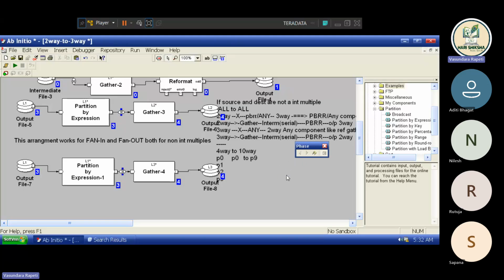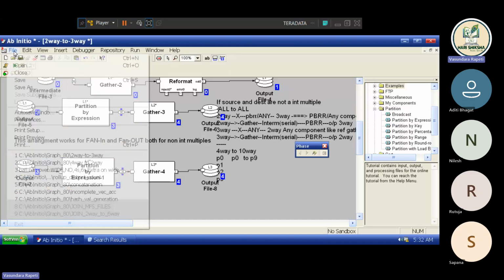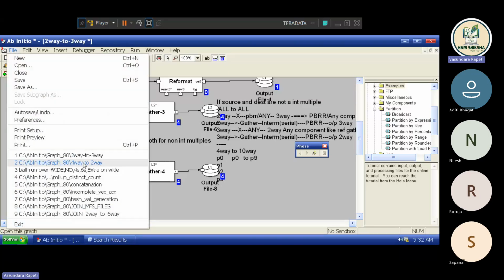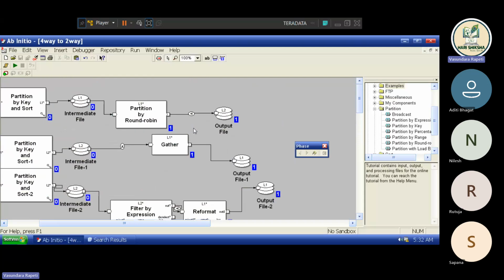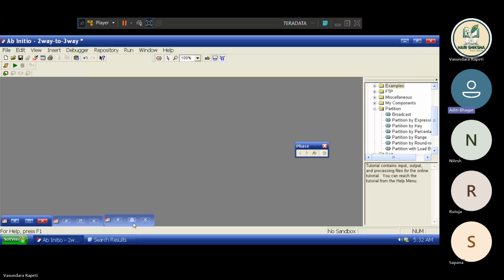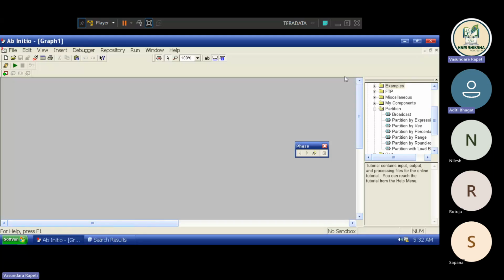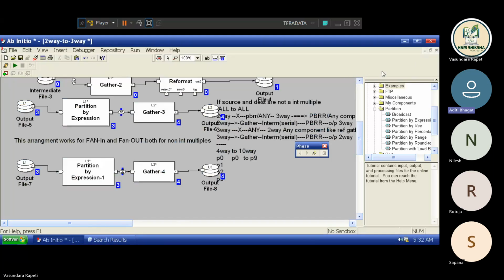Fanning in, what we have done, fanning in only gather, I think. Four-way to two-way we practiced, right? Here, gather component is enough. Or, what we were doing yesterday while doing the fan in, that method was wrong. So that's why it was doing broadcasting. That is a little bit of a doubt. Yeah, that's why this method is correct.